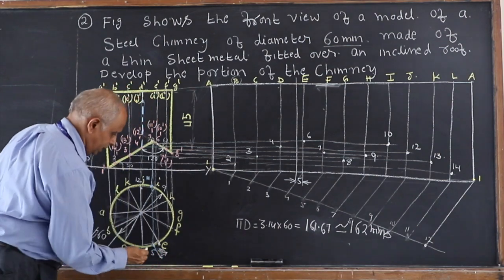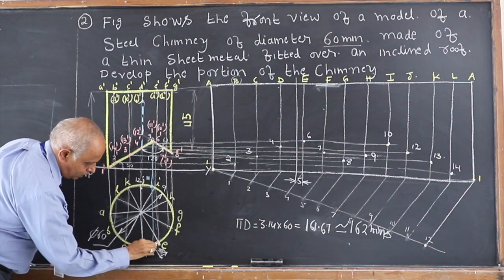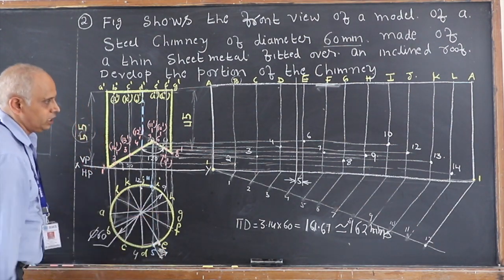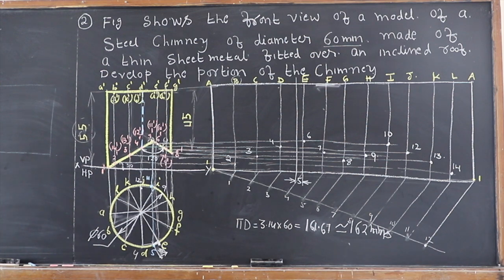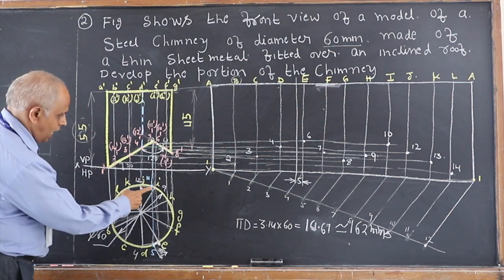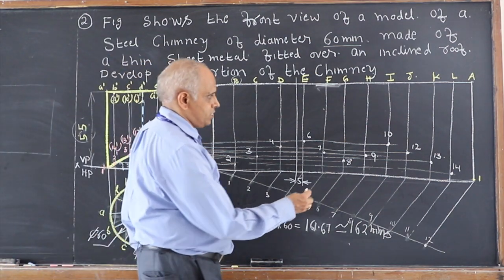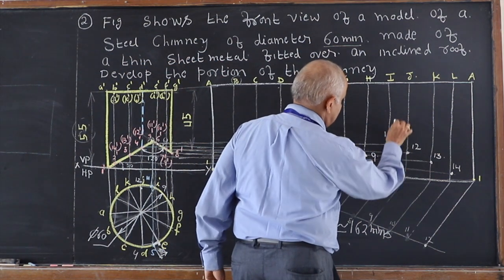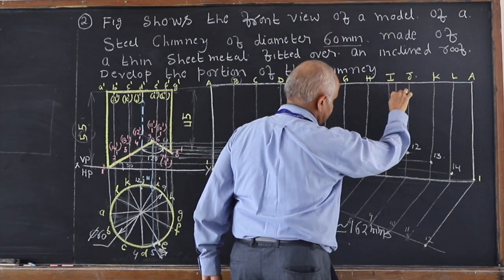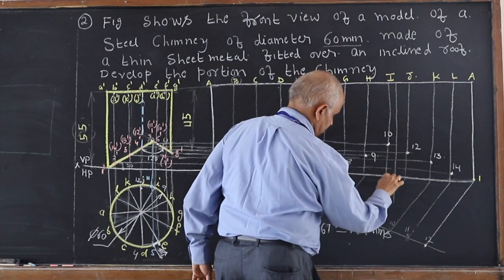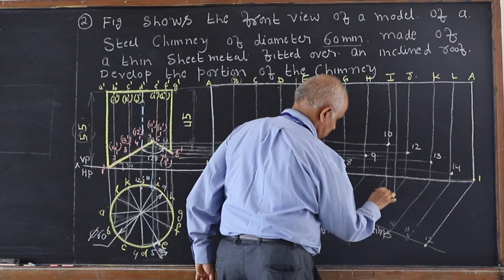That you have measured it here. Remember, this arc length is taken as chord length. That is an error. Similarly, between I and J, 5 mm from I. So from I and J, 5 mm from I. So you need to just take it.